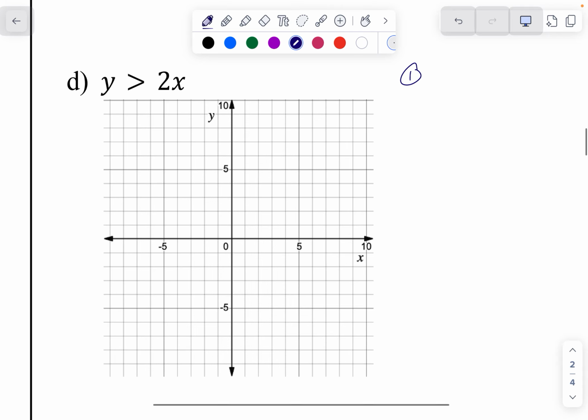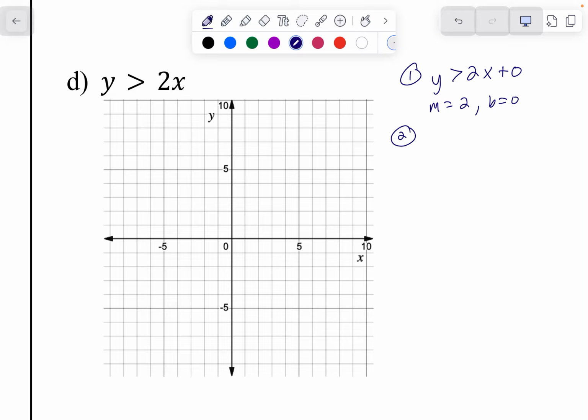Number 1 has been done for us. So there's no solving for y. It says y is greater than 2x. Yay. So that part's done. If you want to write it 2x plus 0 so that you see both the slope and the y-intercept, you can. Our slope is 2, our y-intercept is 0.